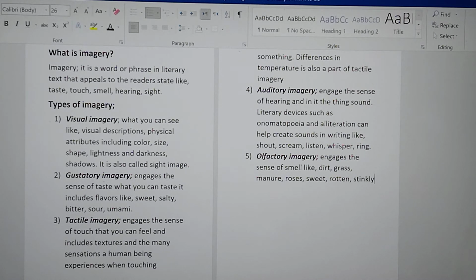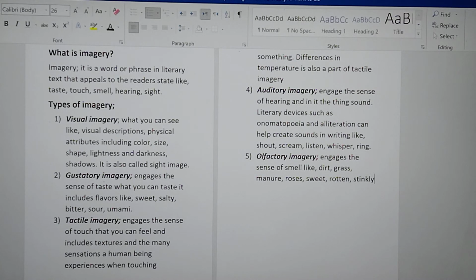And the fourth one, what is auditory imagery? It engages the sense of hearing and sound. In it, the sounds come through literary devices such as onomatopoeia and alliteration. Now, what is onomatopoeia? A word whose sound imitates its meaning. Now, roar, R-O-A-R. Roar is what? It is the sound of a lion. So it is onomatopoeia.